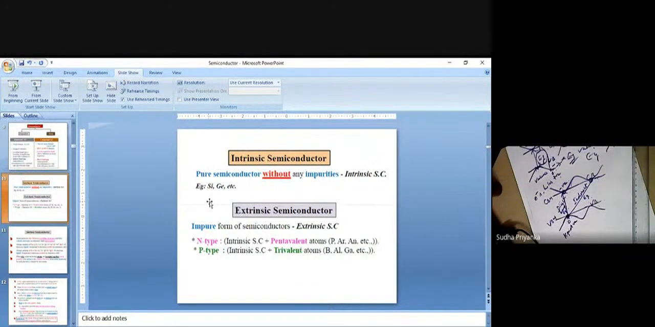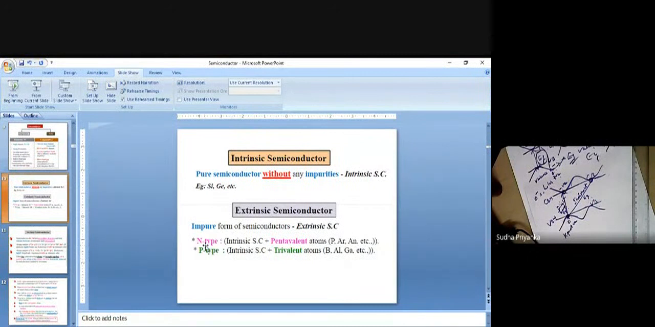Okay, so for example, for intrinsic semiconductors are silicon, germanium, etc., gallium and all those things. And example for extrinsic semiconductor is, in extrinsic semiconductor you will be having two types: one is n type, one is p type. What is n type?